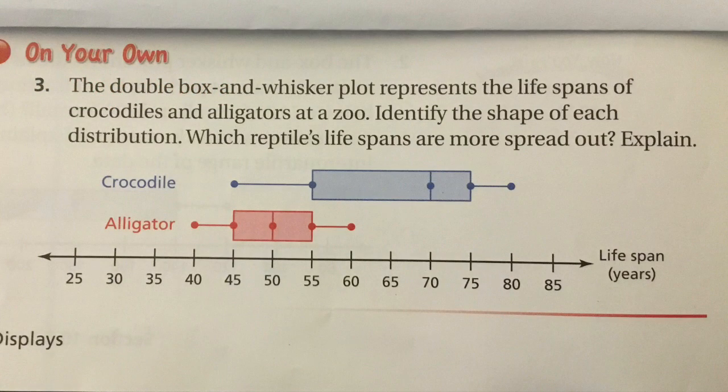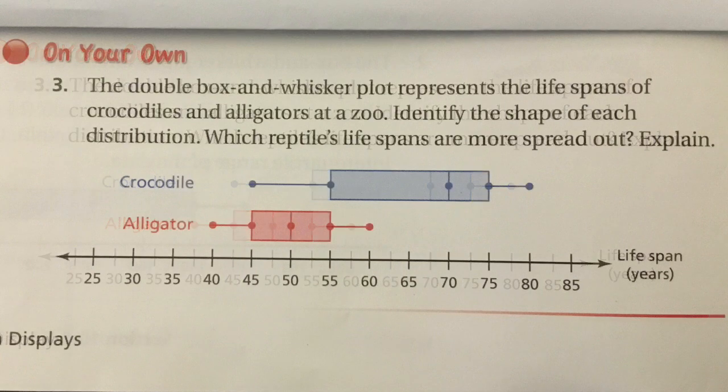The last picture I want to look at is from the bottom of page 462 in your book, where they show you a double box and whisker plot. This particular one represents lifespans of crocodiles and alligators at a specific zoo. You will be asked a lot of different types of questions on homework or tests in the future about interpreting pictures like this.